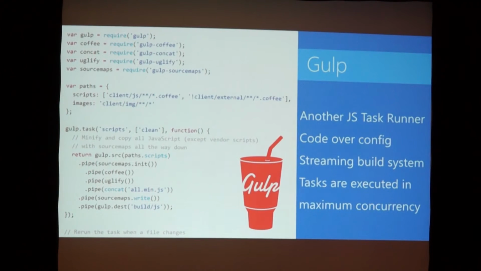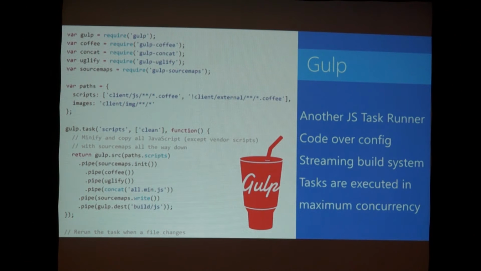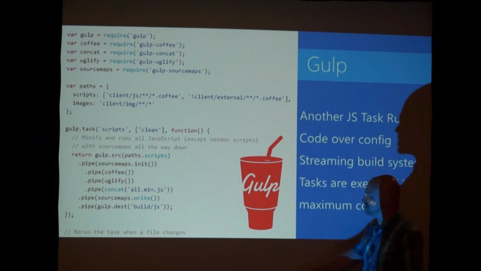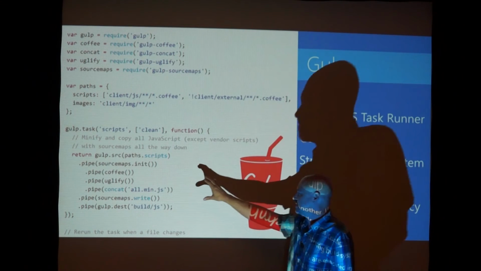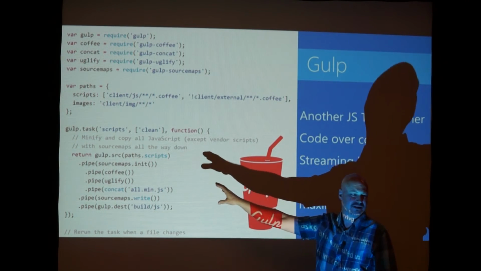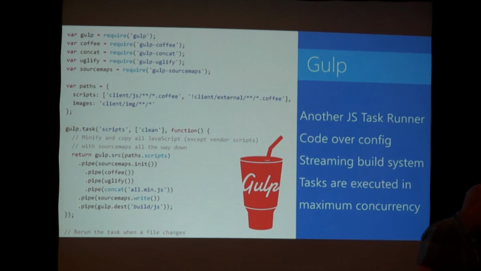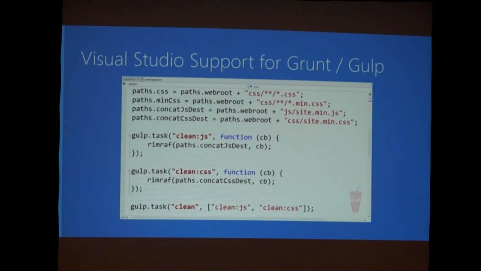So Gulp came along after that, and Gulp was very popular because it does a streaming build where it is just piping one thing to another. So that's nice for a few reasons. One, it's a lot faster and more efficient, but it's also, I think, a good amount easier to read. This kind of fluent thing, it's like you're not reading a configuration file, you're reading code that's a little bit easier to see what's going on. So that's Gulp.